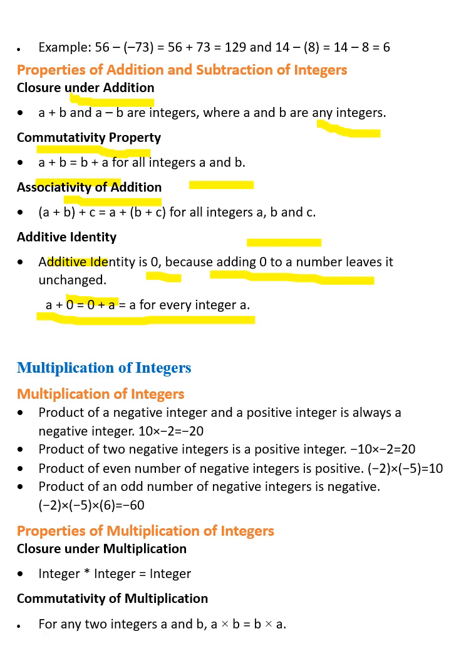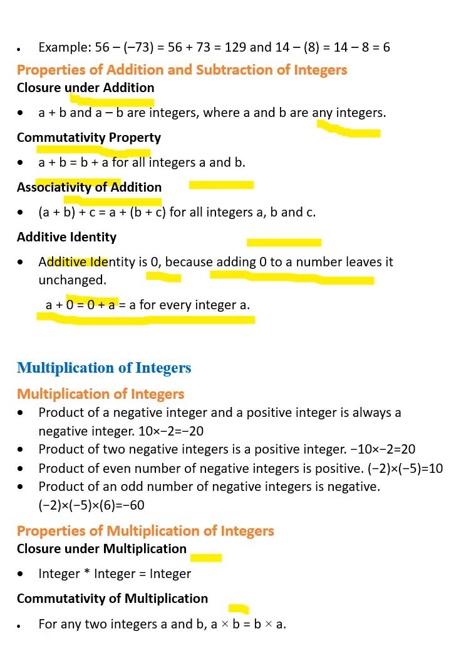Next is multiplication of integers. When you multiply integers, the product of a negative integer and a positive integer is always a negative integer, and the product of two negative integers is always a positive integer. The product of an even number of negative integers is positive, and the product of an odd number of negative integers is negative. Now, properties of multiplication of integers under closure, commutative and associative.